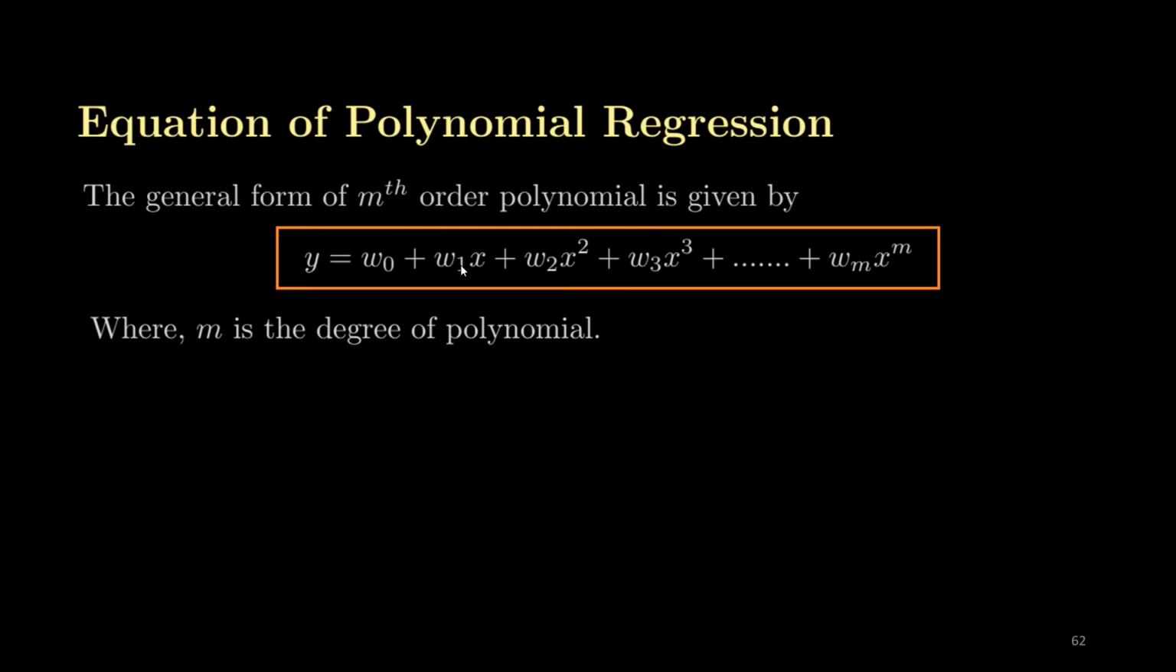We can see that we have a weight associated with the first degree term, another weight associated with the second degree term, and another weight associated with the third degree term. So if we have an m degree equation, we need m weights, that is from W1 to Wm. So this is the equation of polynomial regression where we use an mth order polynomial.